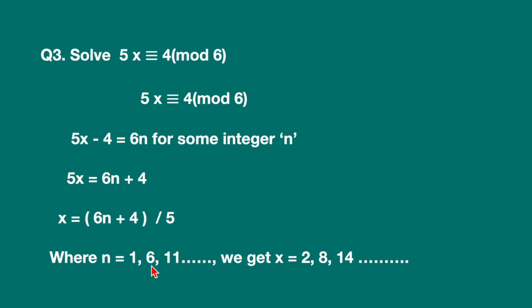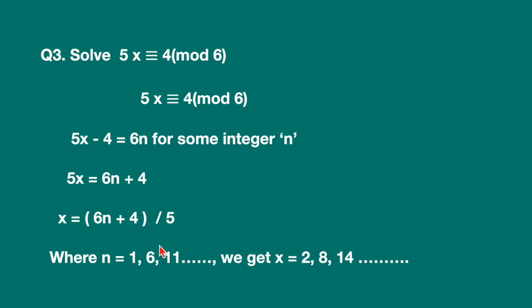After that, add 5. You get 6. Because divisible by 5, no. So for that reason, if I add 5, you get 6. Now check for n is equal to 6. 6 sixes are 36. 36 plus 4 is 40. 40 divided by 5 is 8. See, you got the value easily without doing so many trials.